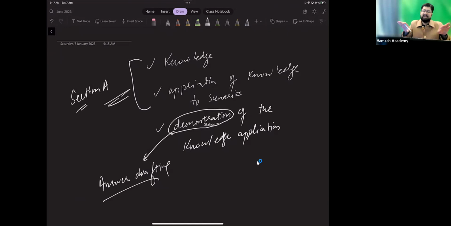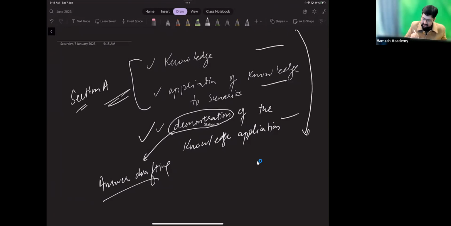Now, demonstration of application: how to write the answer. If you cannot demonstrate your capability and your understanding as per the examiner's requirement, you won't get marks. So basically, this is the path, stage 1, 2, and 3. You have to excel in number 1, number 2, and then number 3. And we will be working on all these 3 in our classes.